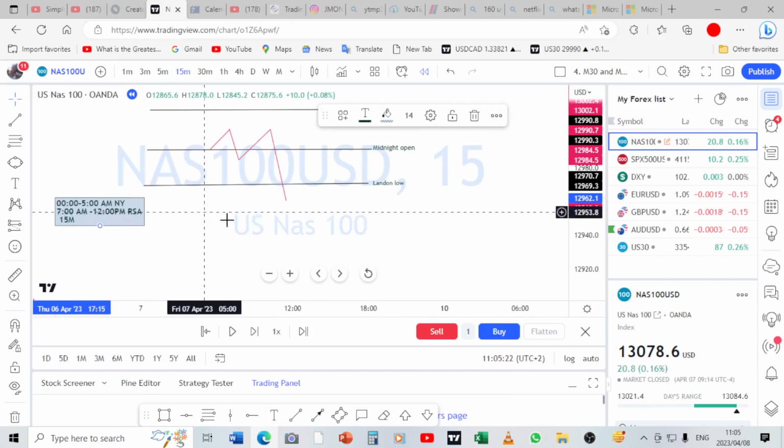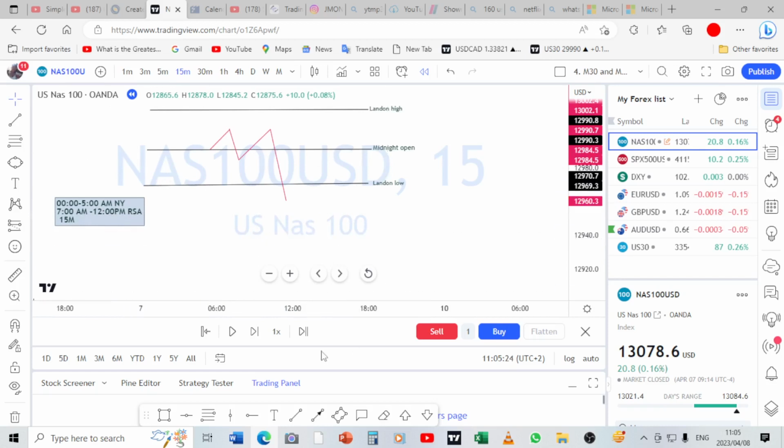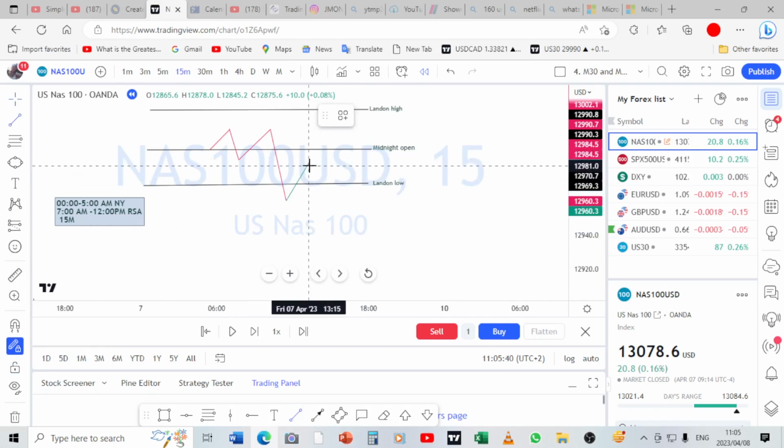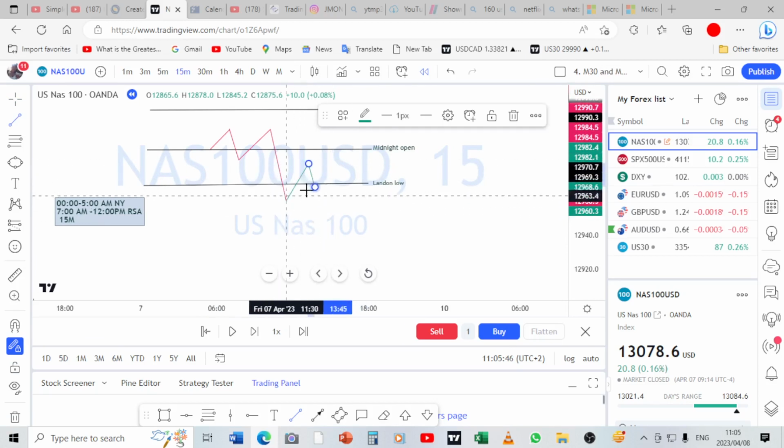Then this is what you want to do. After the market break, now we're going to change the color to green, just to identify that we are buying. After the market break, you want to have the retest. Even with the retest, you can go to your lower time frame.